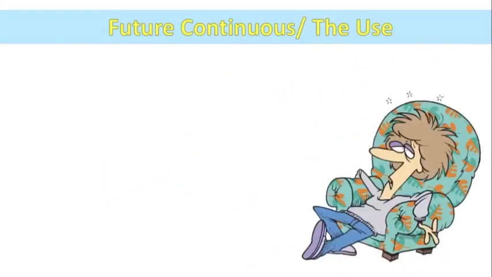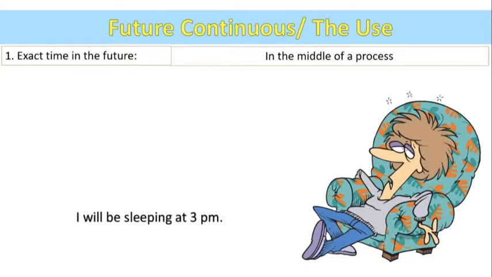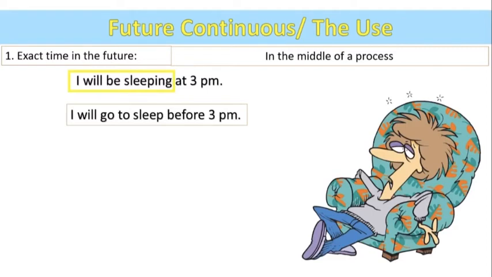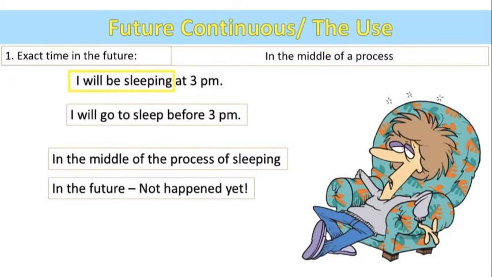Future continuous, the use. 1. Exact time in the future. In the middle of a process. I will be sleeping at 3 p.m., which means I will go to sleep before 3 p.m. So, I am in the middle of the process of sleeping, and this action will happen in the future, so it's a future continuous.